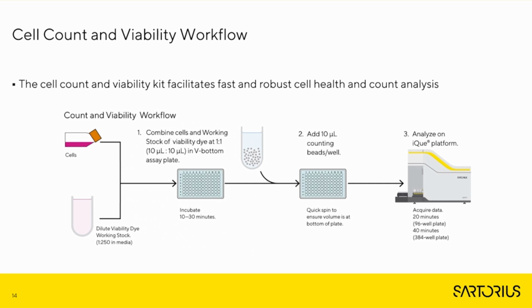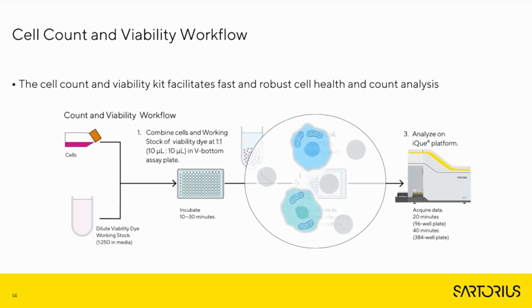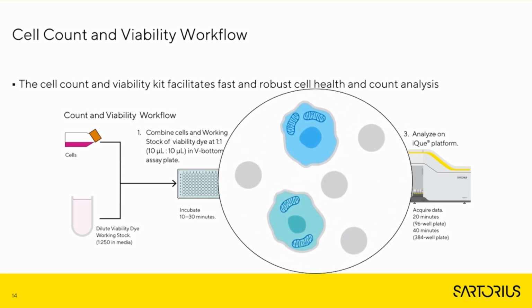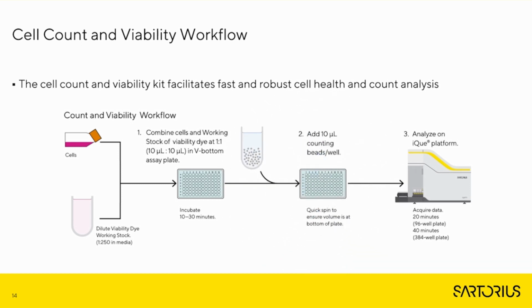If we move to the next step, step 2, we then add 10 microliters of the counting beads per well, and give the plate a quick spin to ensure the volume is at the bottom of the plate. And then what we would see inside the well would be the cells again, but then you'd have your beads in there as well. The iQue would use these beads to work out the cell density, and that's how you get your count. And then finally, we would analyze on the iQue platform and acquire our data with less than 20 minutes for a full 96 well plate, and less than 40 minutes for a full 384 well plate.